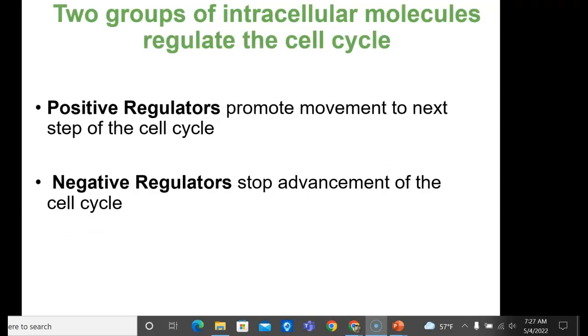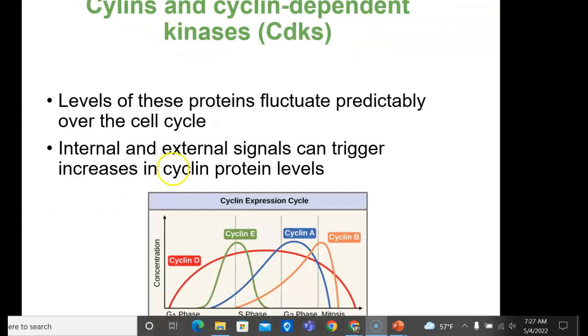So let's look at the regulators. That's where we kind of left off. Positive regulators are going to move a cell into the next step of the cell cycle, and negative regulators are going to stop the advancement of the cell cycle until we figure out what we need to do. Now, what those regulators involve are proteins, of course, things called cyclins, and some enzymes called kinases, called cyclin-dependent kinases. Those are the enzymes that are working with these cyclins.